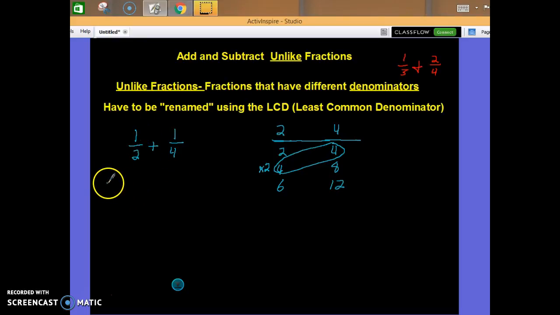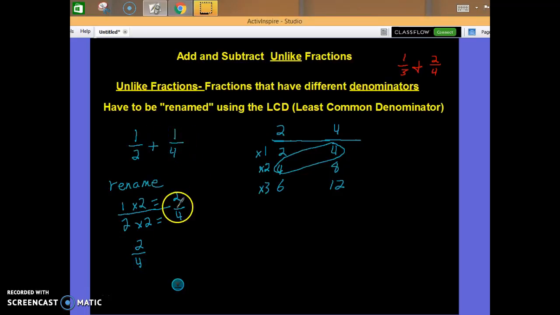So I'm going to rename these fractions. So 1/2, I'm going to multiply both of these numbers by 2. So I'm going to do 1 times 2, and 2 times 2. The reason I'm multiplying by 2 is because that's where my multiple is. My least common multiple is 2 times 2 is 4. And so my 1/2 now becomes 2/4. So 1/2 is going to be written as 2/4.